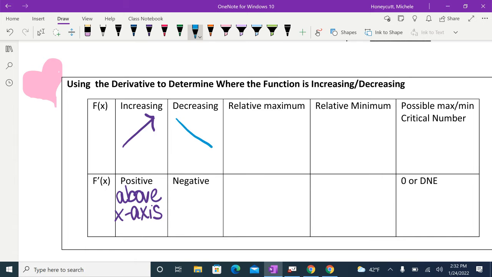When f is decreasing, going down from left to right, its derivative is negative. In other words, the derivative is below the x-axis.